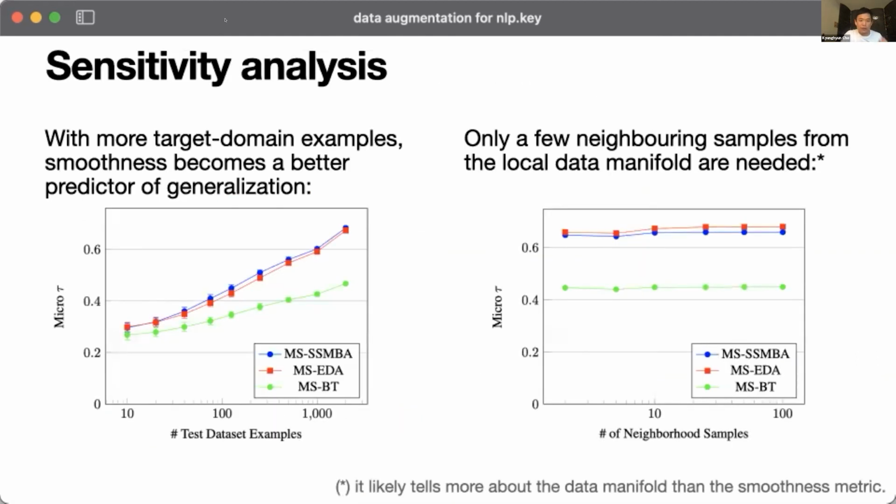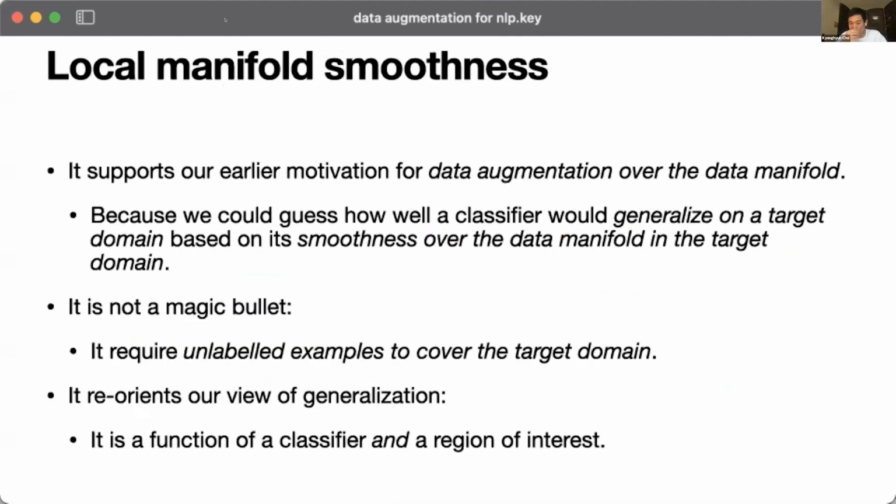We did some further analysis on sensitivity, such as if we use more examples, can we predict the generalization better? It turned out that the answer is yes. It also turned out we don't need too many neighboring samples for each test example in order to identify the local data manifold. Of course, this may tell us more about the data manifold than the smoothness metric. So it turned out that our original assumption, or the motivation, was indeed quite correct, and it is applicable to the real world problem as well. But unfortunately, it's not a magic bullet. It requires unlabeled examples to cover the target domain.